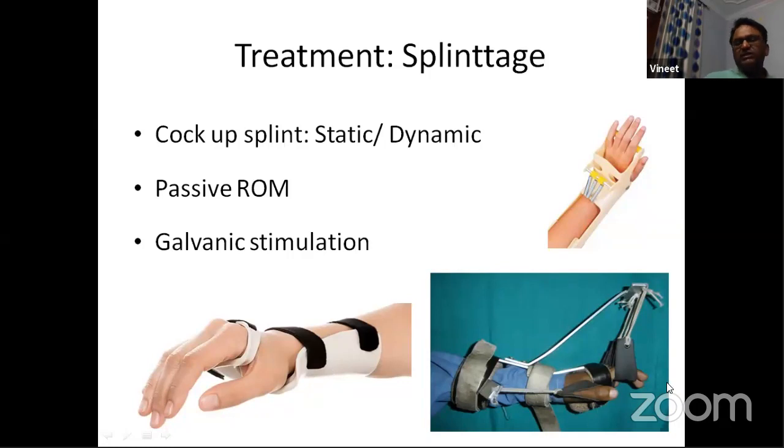As a preference, dynamic splints should be preferred because they prevent contractures. They allow the opposite movement, and the opposite movement doesn't get restricted, which can happen in a static splint.